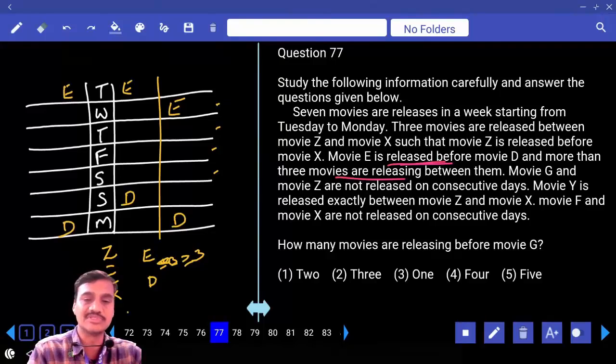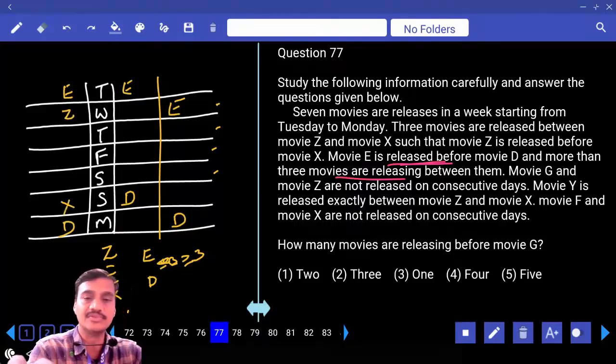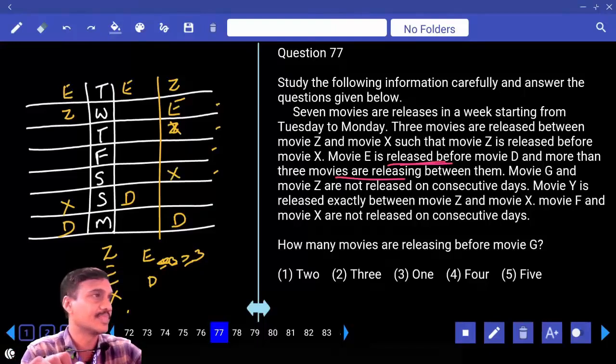Next, coming to Z and X. Where can Z and X be? Z and X must have exactly 3 between them. Z is here, 1, 2, 3, X is here. If you take Z at this place, 3 in between Z and X are not possible. Z cannot be here. Then where can Z be? Z is here, 1, 2, 3, X will be at this place. Is that right? This is the next possibility.